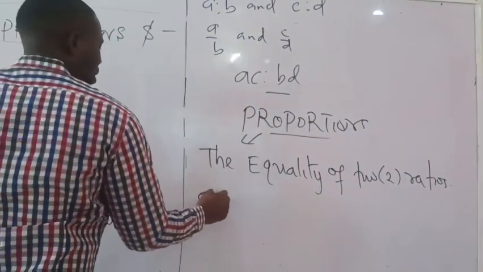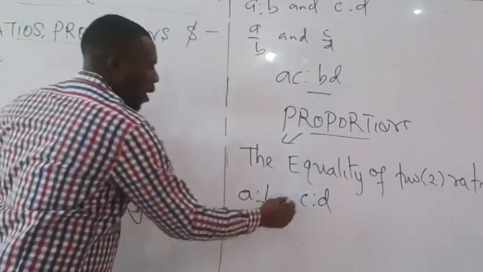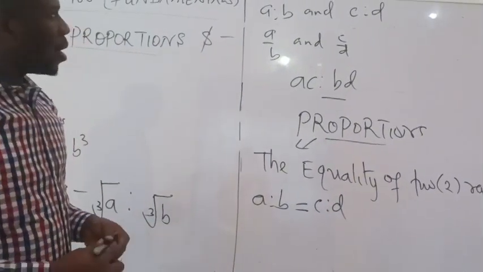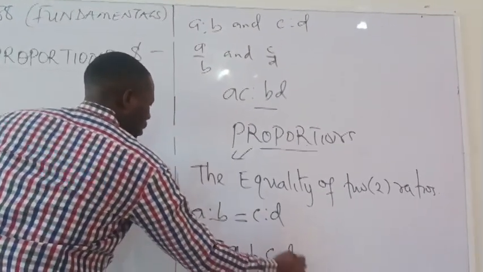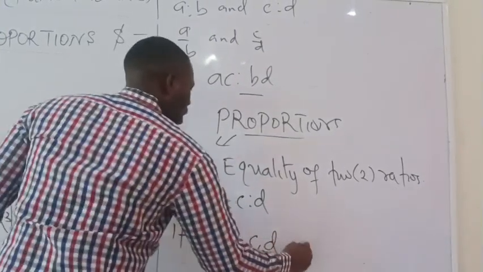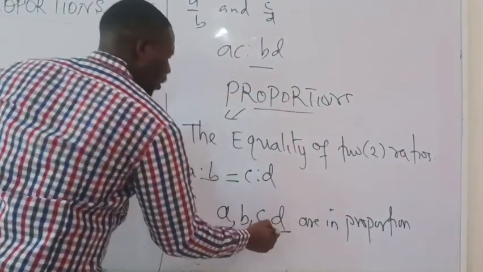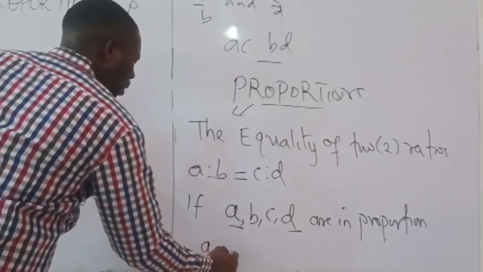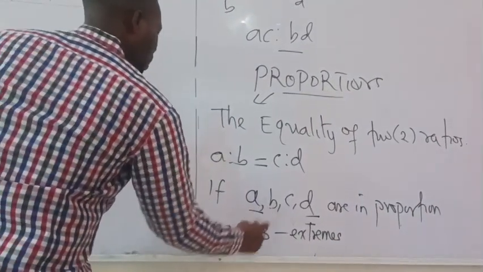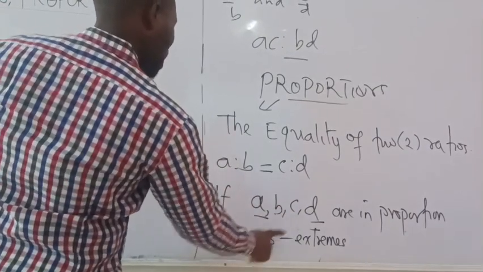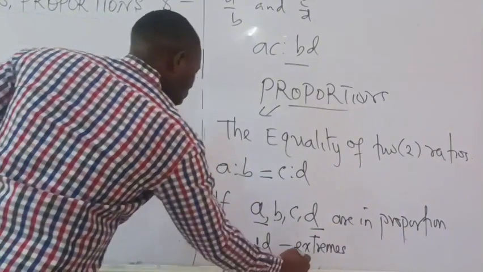So I give an instance, given ratio A to B, another ratio C to D. If this were to be a proportion, of course, I would put an equal sign here. If I have terms A, B, C, D, and they are in proportion, the first and the last term we call the extremes. So A and D, the first and the last, are the extremes, then the middle, B and C, we call the means.